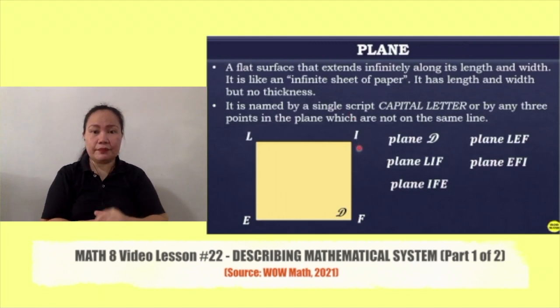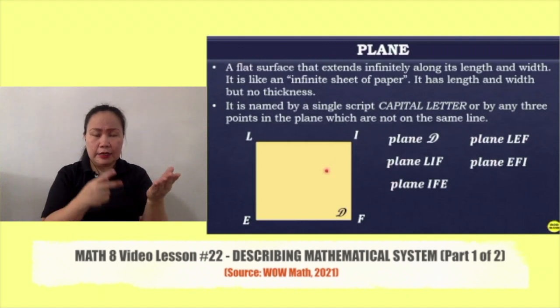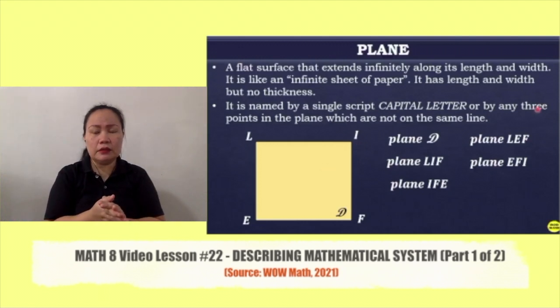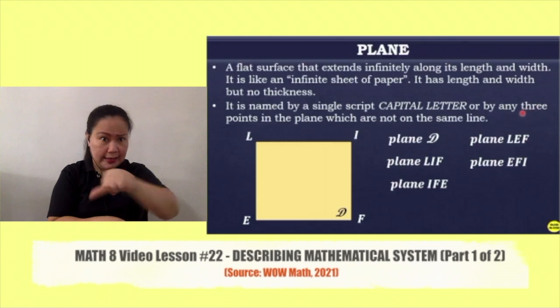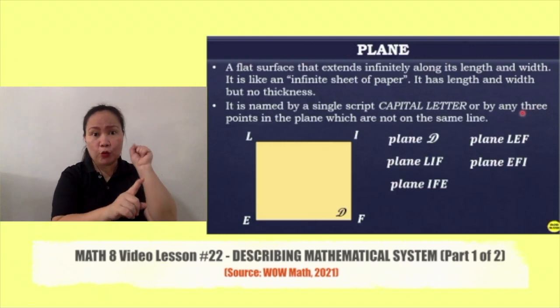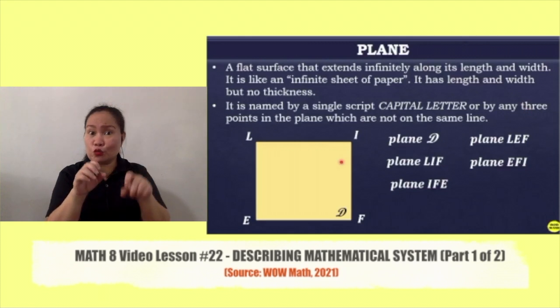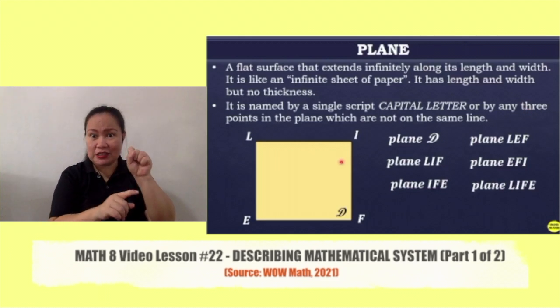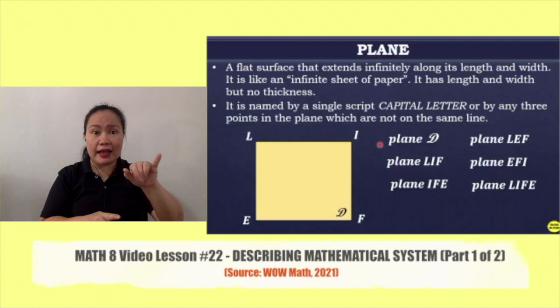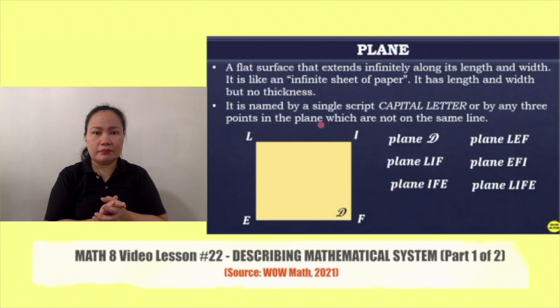Okay? So, ibig sabihin po, ma'am, marami pong pwedeng pangalan ng plane? Yes. Okay? Kasi pwede mo siyang pangalanan using any 3 points. Or, sabi nga, since any 3 points, ibig sabihin pwedeng 4. So, pwede mo rin siyang pangalanan as plane LIFE. Okay? Ma'am, 4 points siya. Di dapat plane LIFE. Okay.